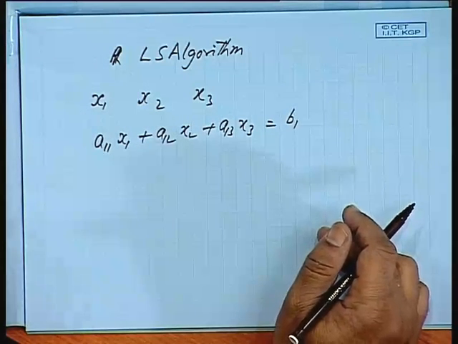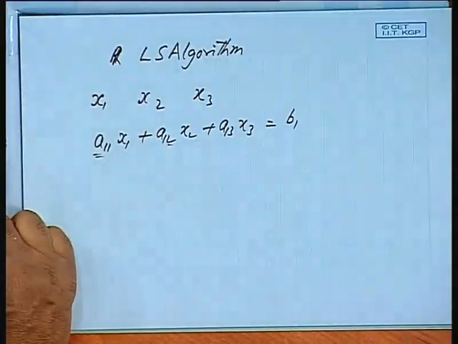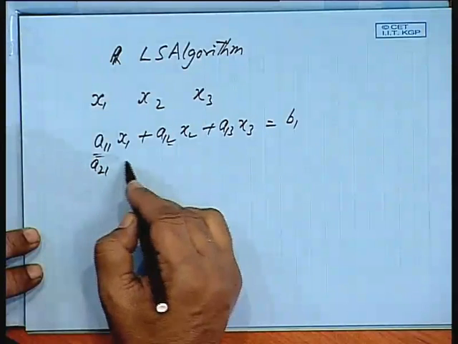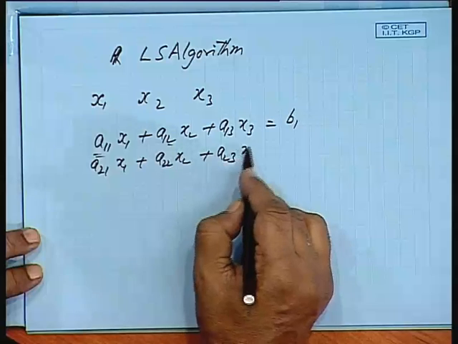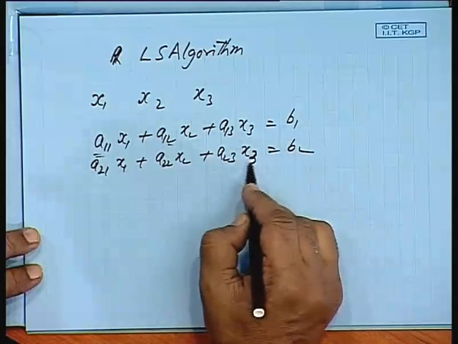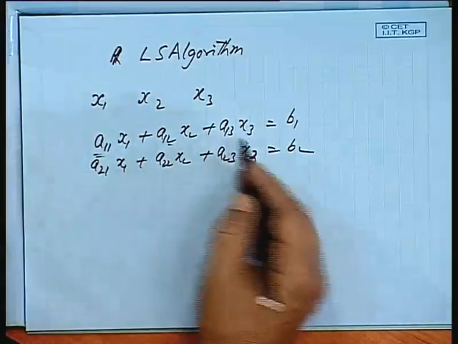Assuming that we can apply the superposition theorem to x1, x2, x3, the dependence is linear. It may be inversely proportional to the distance. So, A11 is known, A12 is known, depending on the distance I know this value. At different locations I keep on making measurements. So, A21 x1 plus A22 x2 plus A23 x3 is equal to B2. If my measurement is perfect, then probably I will require only any three equations to solve for x1, x2, x3.